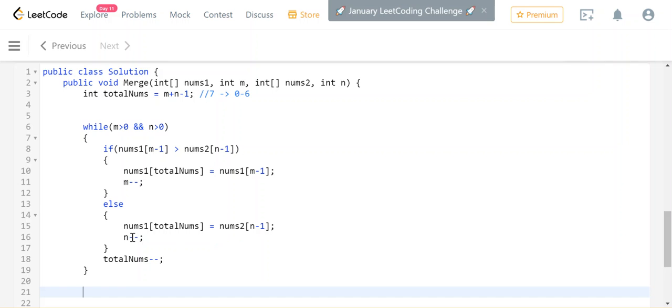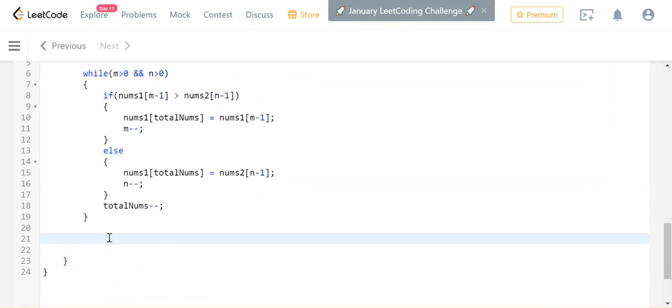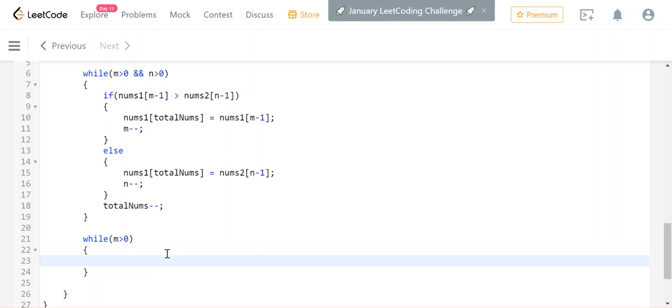Now this will break when, if my m and n are not equal to each other, and I still have some values left in, say, nums1 or nums2, which are yet not compared, right, which are yet not taken care of. So I'll just do another iteration. Say if m is greater than 0, right, then what I'll do is nums1 total nums is equal to nums1 m minus 1. I'll just follow the same steps which are there.